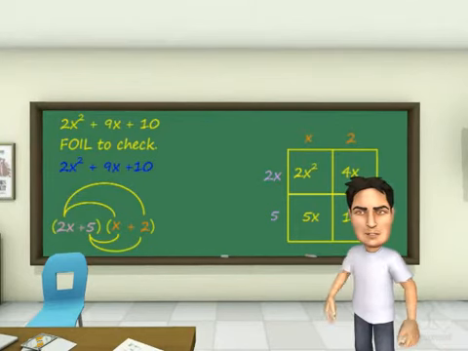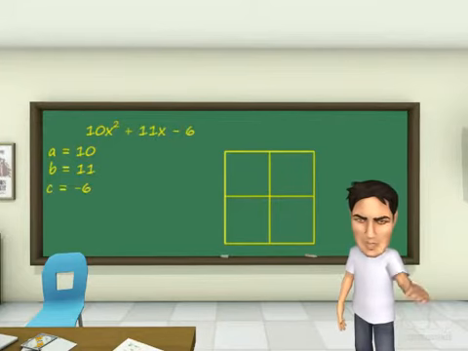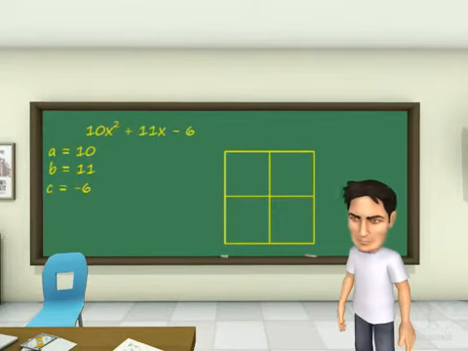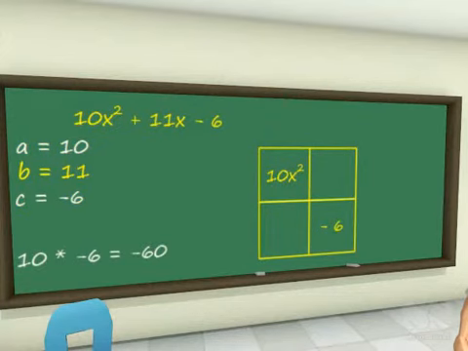No problem using the box method. Let's put that up on the board. In the top left square, put the whole quadratic term 10x squared. In the lower right square, put the constant term, -6. Next we multiply a and c. In this case, since a is 10 and c is -6, the product is -60.